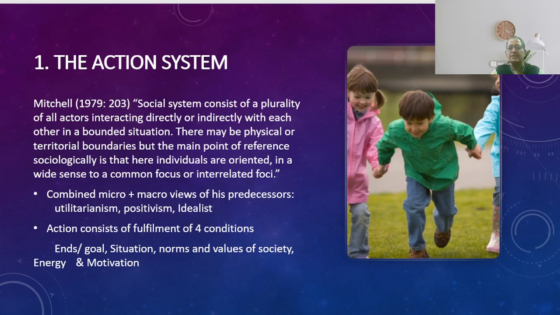First, when an actor is performing something, there must be a goal. An actor cannot perform something out of nowhere. Something must be in mind, so there must be a goal or an end. Second, there must be a situation. Next, there are the norms and values of a society. And the last is that there must be energy and motivation. After the fulfillment of these four conditions, we can conclude that this particular action is a social action.